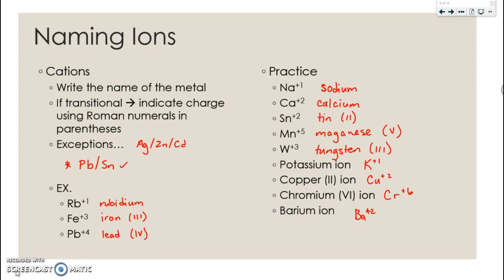Now check your answers. Some of them, of course, required a Roman numeral, others did not. And down here, you had to use your periodic table or the provided Roman numeral to determine the charge.